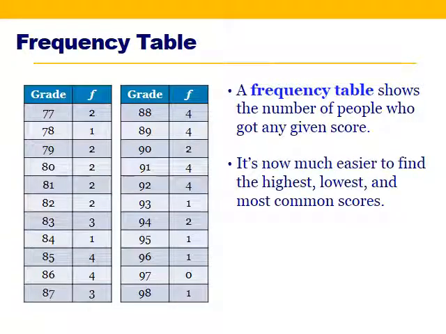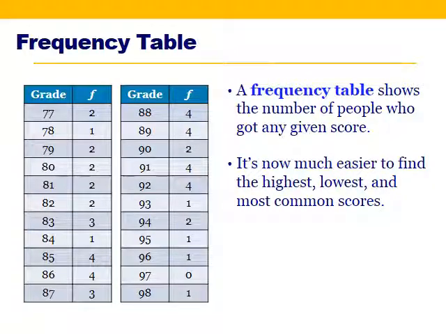This makes it a lot easier to see a couple of things. First, we can easily tell what the highest and lowest scores in the class were, right? The lowest score was a 77, and there were 2 people that got that score. The highest score was a 98, and there was 1 person who got that score.